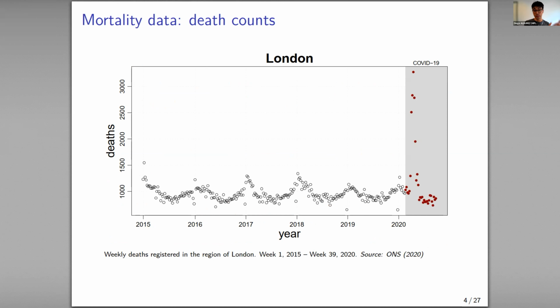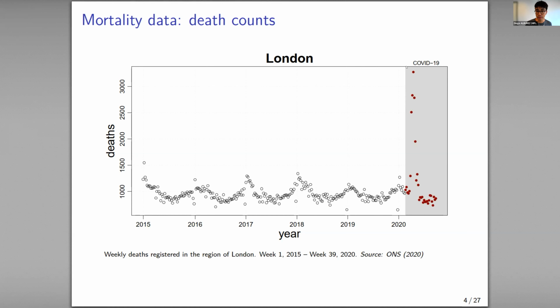On the one hand, we had traditional data that mortality researchers rely on, in this case coming from the Office for National Statistics of the UK. And these are weekly deaths registered in different regions. So for the presentation, I will speak about London, but we had this for other regions of England and Wales. So here you see this seasonal pattern of deaths that is well known.